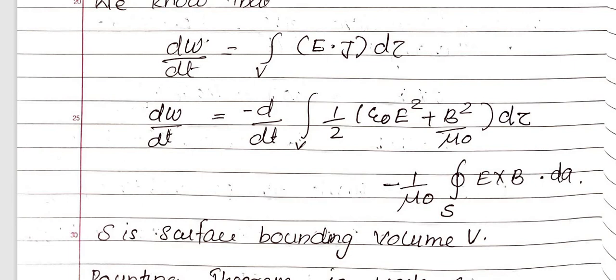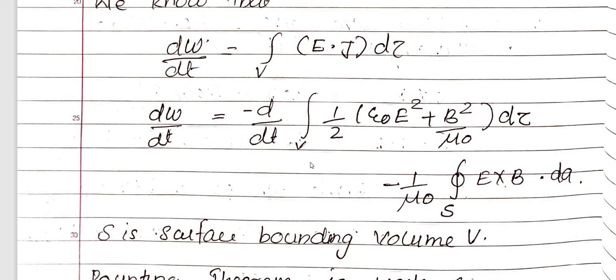This term is nothing but the work done on the charges by the electromagnetic force per unit time. The first term, half epsilon 0 E square plus B square by mu 0, is the total energy stored in the electromagnetic field. And this term is the rate at which energy is transported out of the volume V.